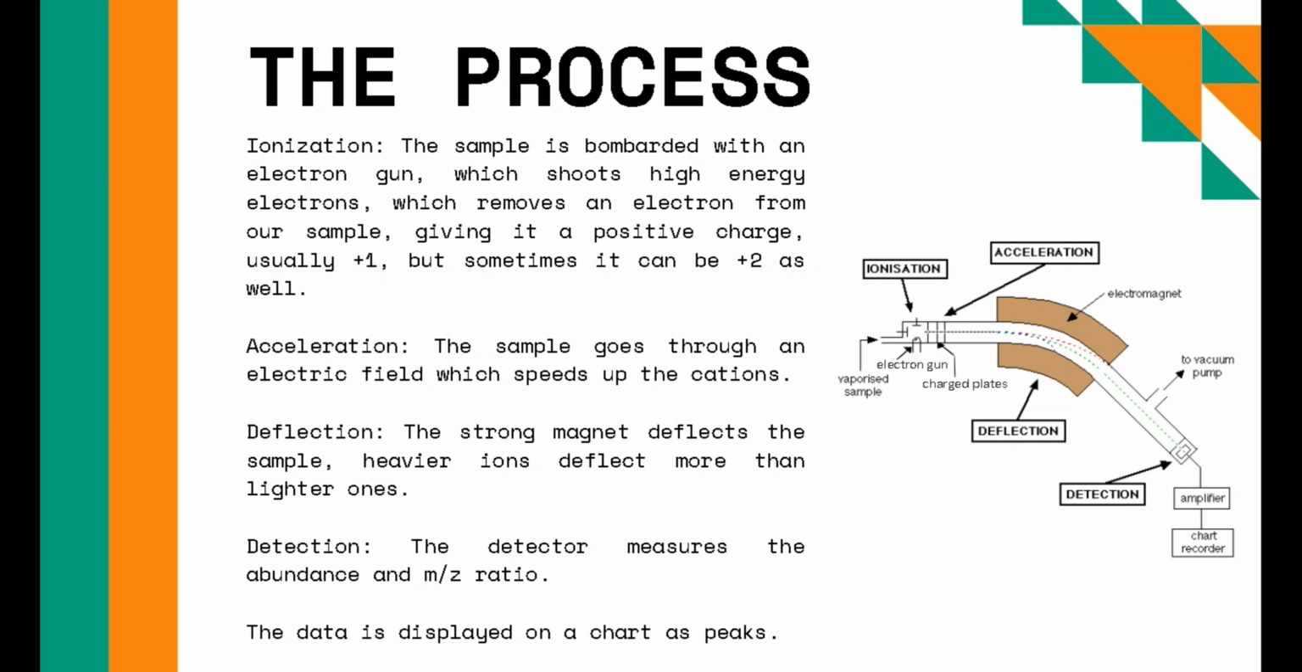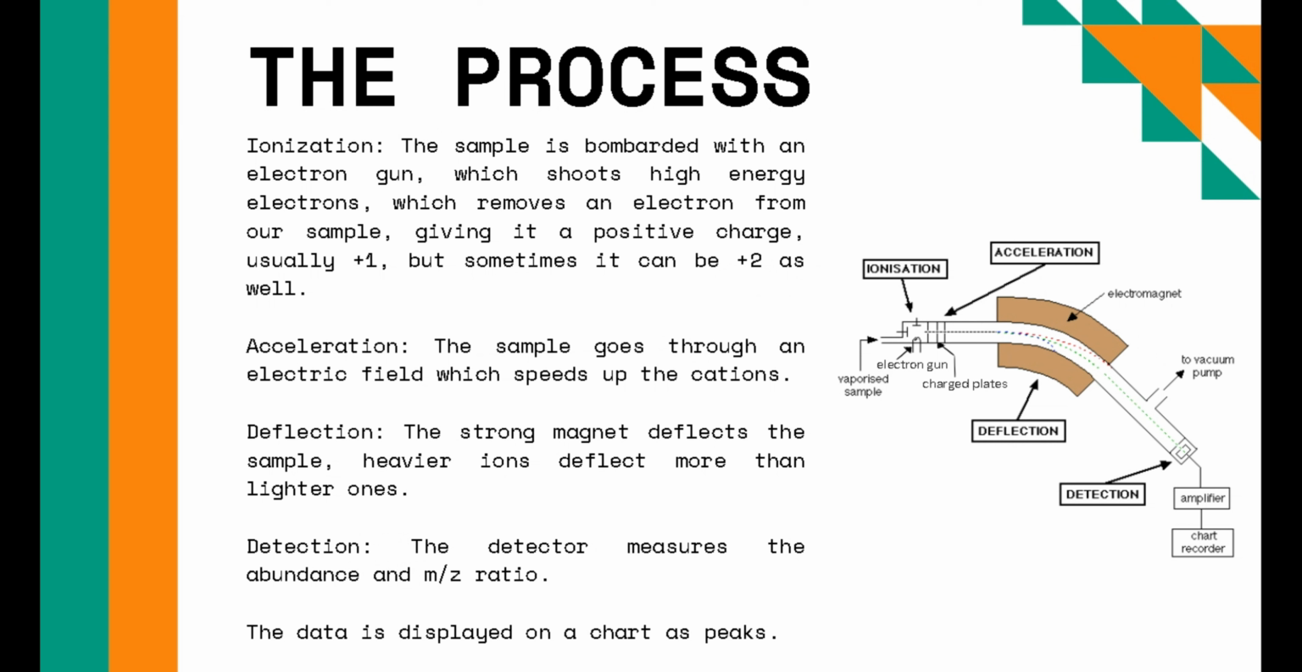The process. First, our vaporized sample would be ionized. If we look at the picture, we have an electron gun at the beginning. It will bombard our sample with a beam of high energy electrons, which will knock off 1 or 2 electrons from our sample, turning it into a cation. Usually it's a 1+ charge, but in uncommon cases we can have a +2 charge as well.